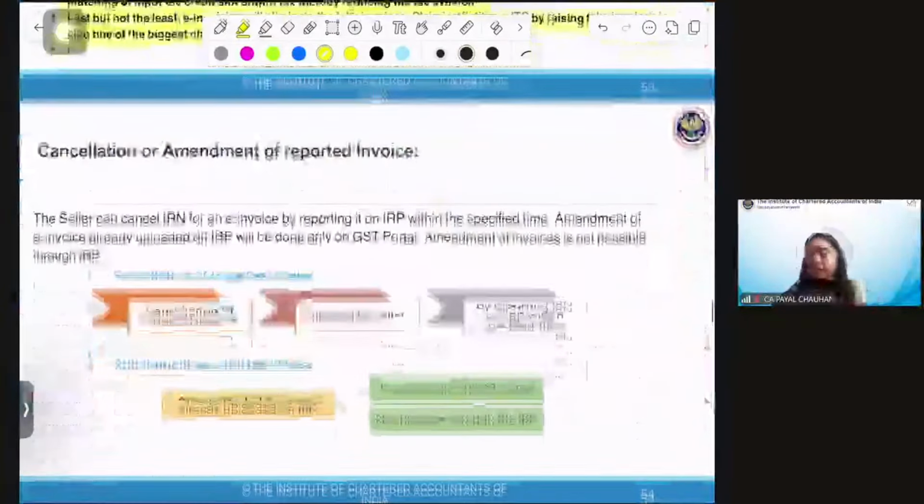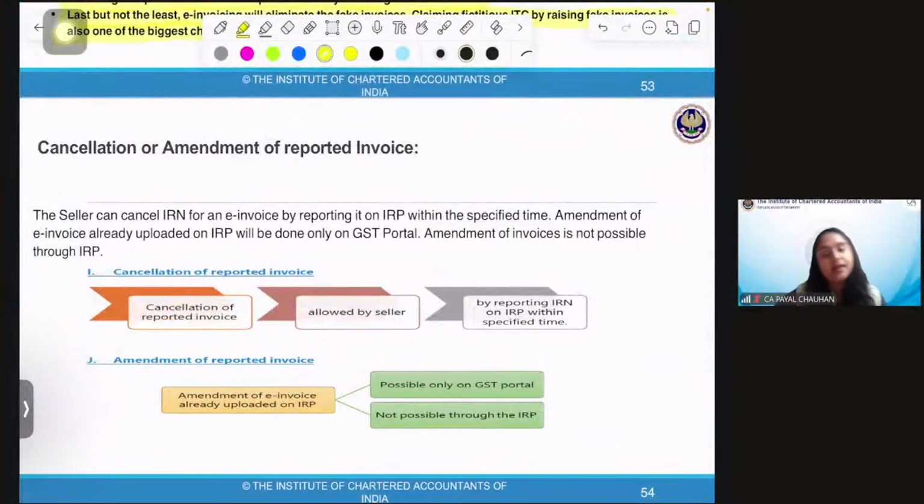Now, cancellation or amendment of reported invoice. Let me explain it first and then we'll do it. I issue an invoice to Adil and it is a B2B transaction. My aggregate turnover in any of the preceding financial years from 17-18 exceeded 5 CR. So I was under a mandatory term to issue an e-invoice. I issued an e-invoice, but due to some reason, our contract could not be concluded. We had certain issues and the contract was cancelled. So the question is, can I cancel the e-invoice?